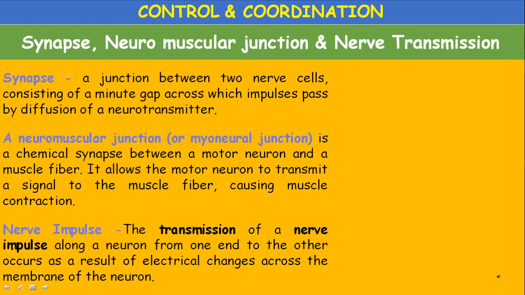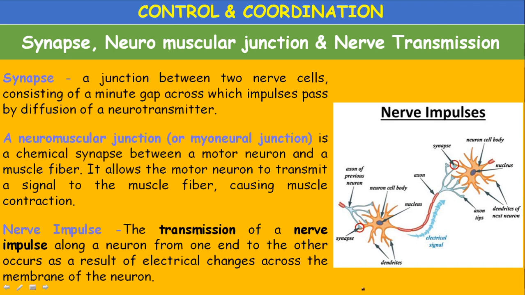The nerve impulse. What is nerve impulse? The transmission of a nerve impulse along a neuron from one end to the other occurs as a result of electrical changes across the membrane of the neuron. Always the transmission of information takes place in the form of electrical impulses called nerve impulse, or it is also called action potential.